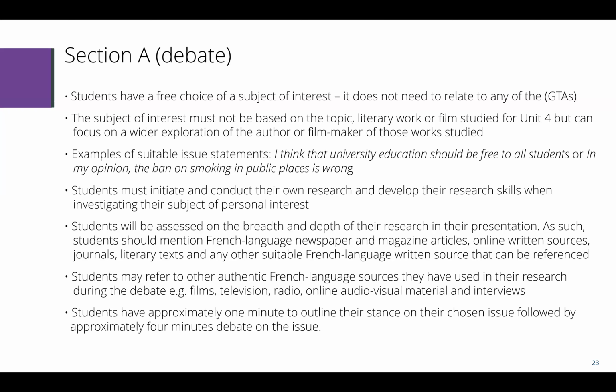Very, very important that it says students will be assessed on the breadth and depth of their research in their presentation. So they must give a little presentation. And it says there that they should mention French language newspaper and magazine articles, online written sources, journals, literary texts, and other suitable French language written sources that can be referenced. So they do need to provide evidence that they have done some research here.